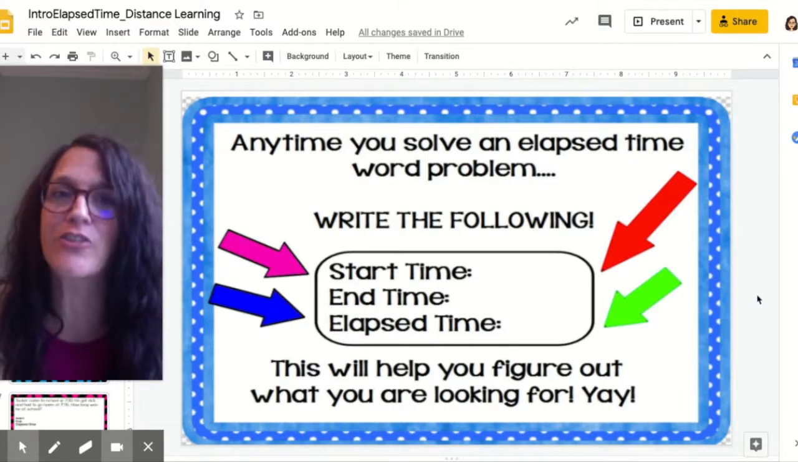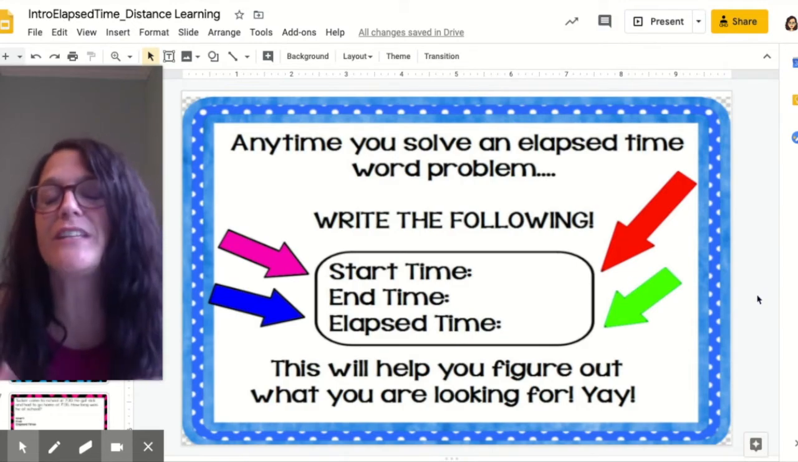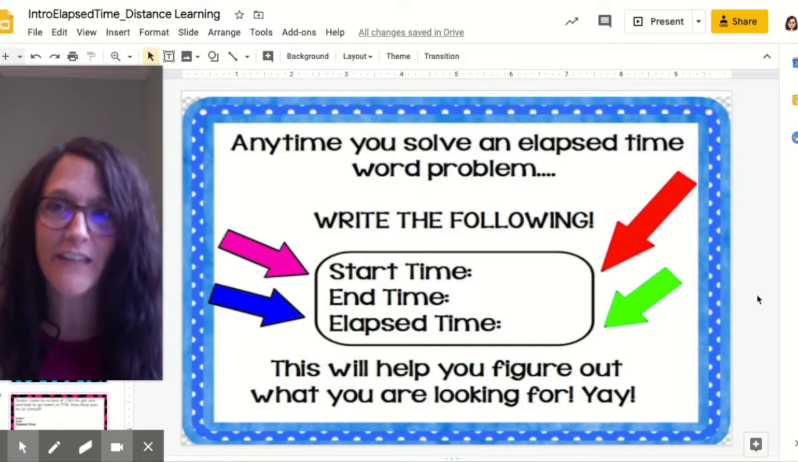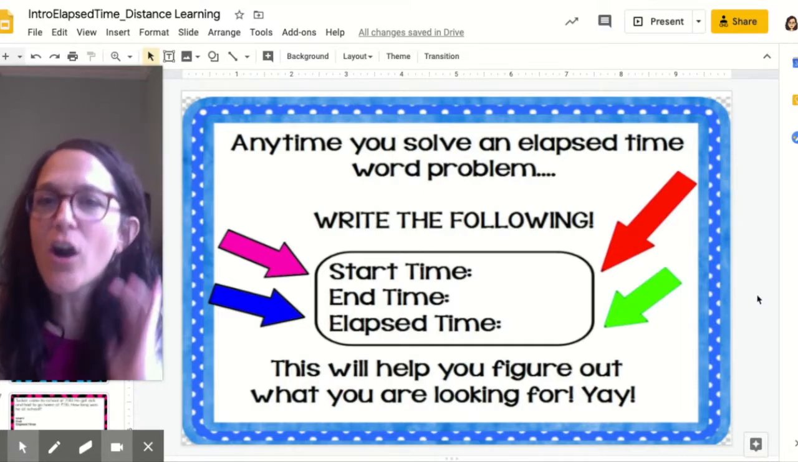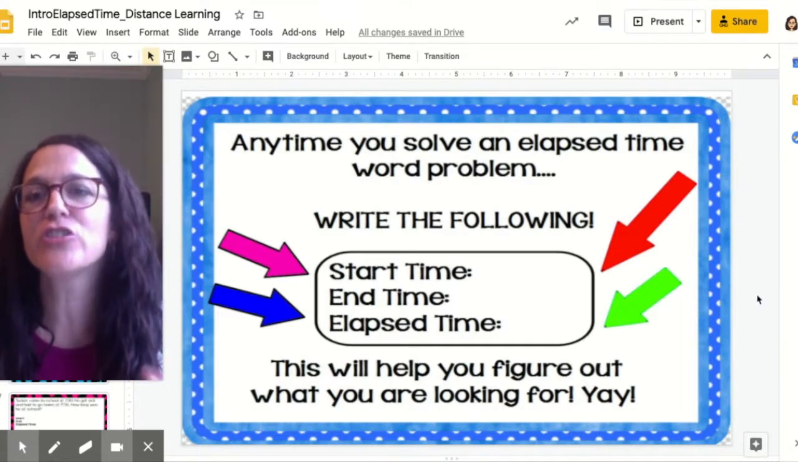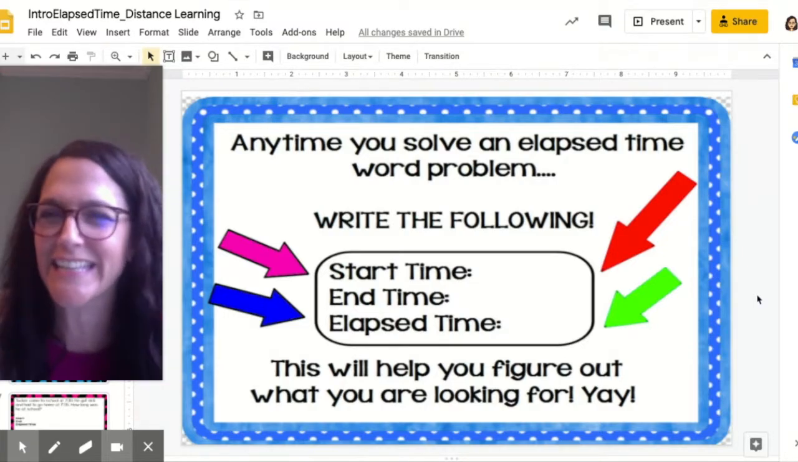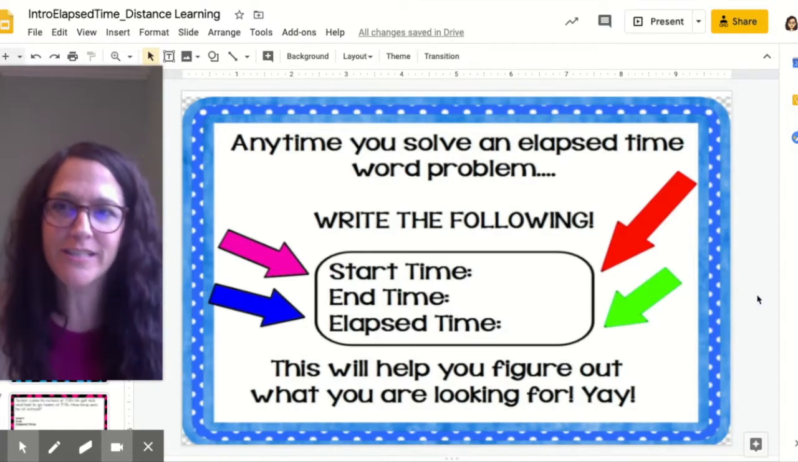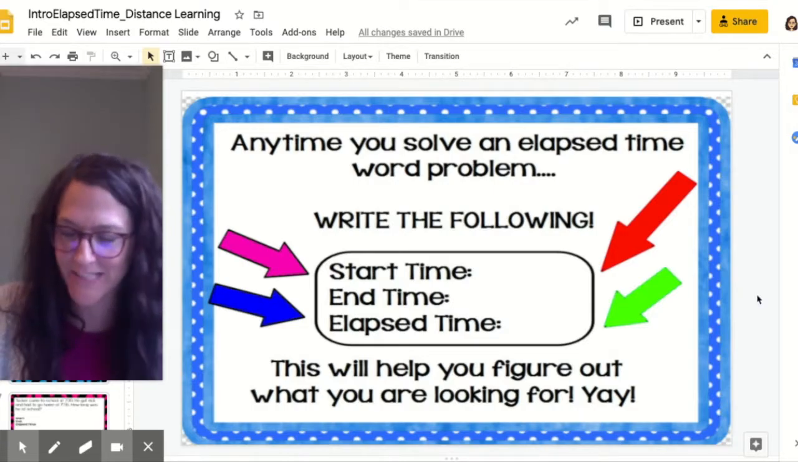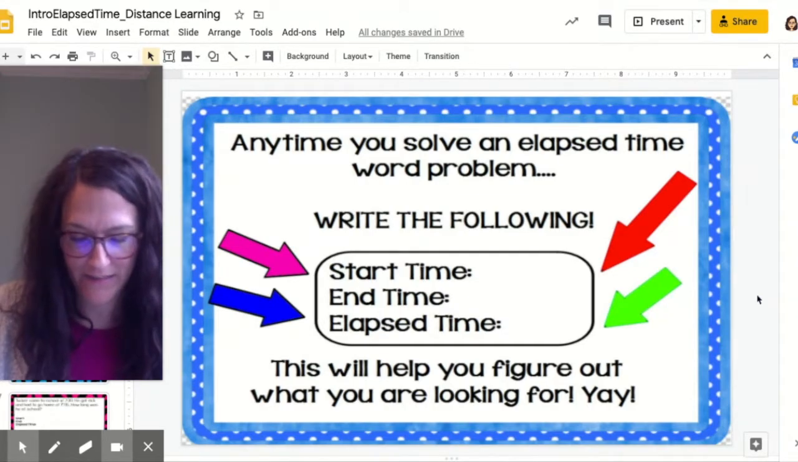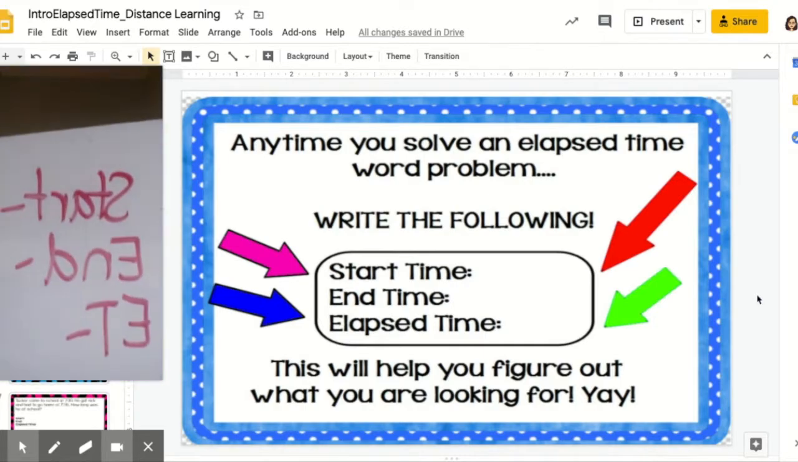Yesterday, we learned that elapsed time is the time that passes between two events. So when we're calculating elapsed time, solving elapsed time word problems, we always want to write the following: start time, end time, elapsed time. And I always sing it like a little song. Start time, end time, elapsed time. Or sometimes for short, I just write start, end, and then ET for elapsed time.